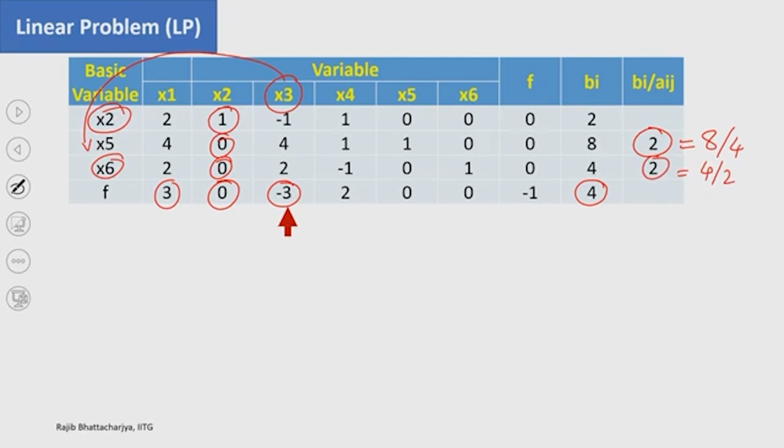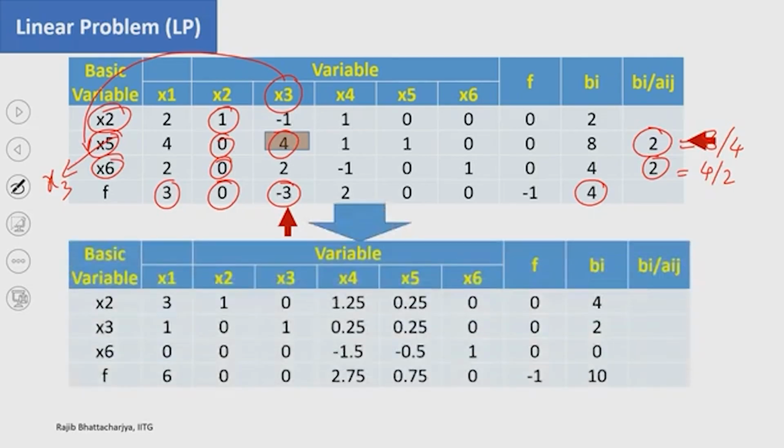So, if both are equal, as per the rule you should take the minimum one. When both are equal, you take one of them. Okay. So, let us take this one. In that case, this will now be my pivoting element. If it is the pivoting element, then x5 will be replaced by x3. Okay. So, x3 will come into the basis, and x5 will go out as a non-basic variable.